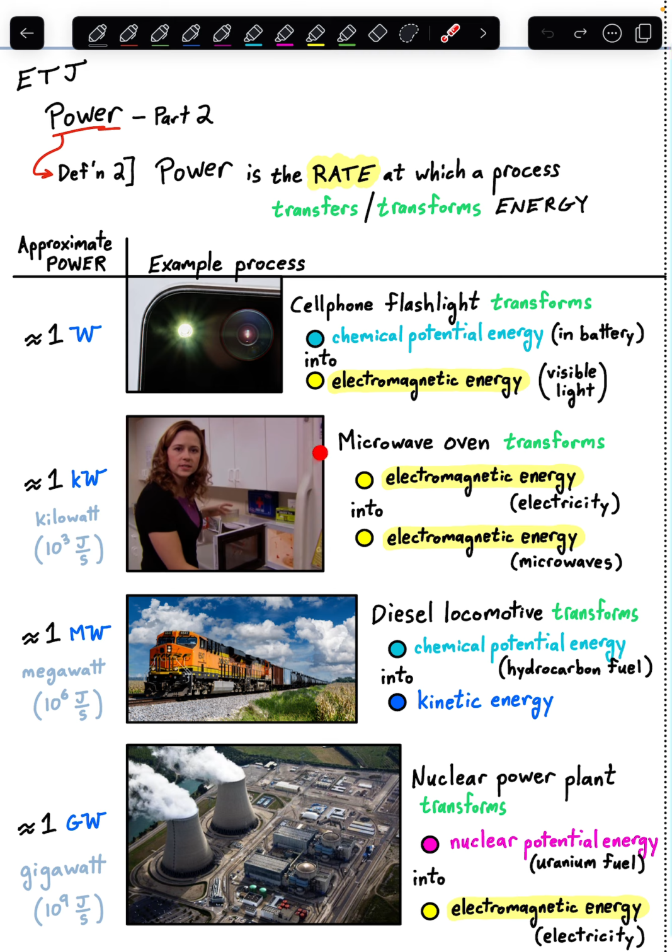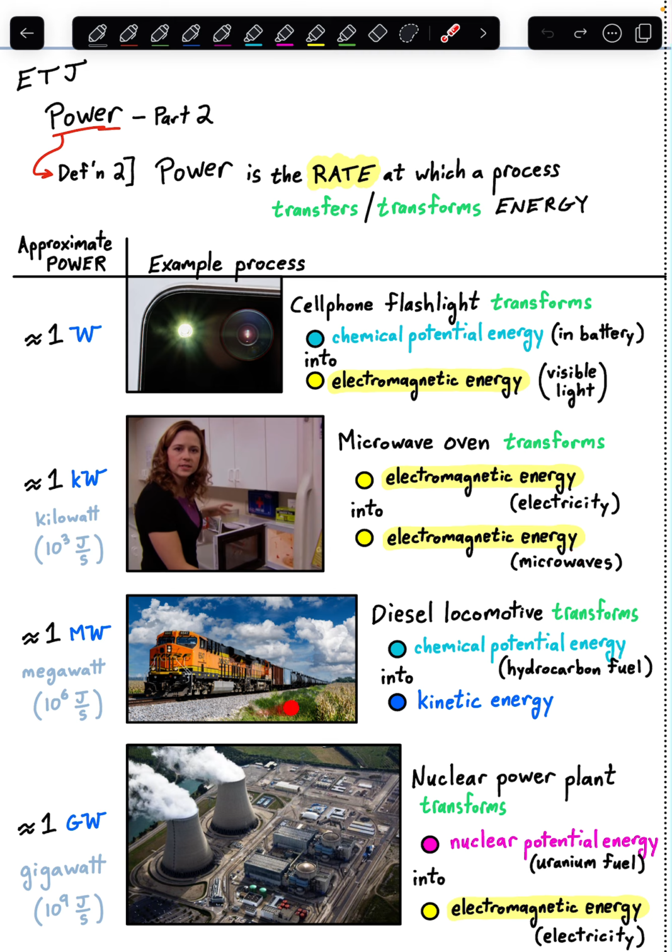A microwave oven is going to start with electromagnetic energy in the form of electricity and convert that into, well, a different kind of electromagnetic energy, microwaves. And it's going to do that at a rate of about 1 kilowatt, about 1,000 joules per second. Every second that your microwave oven is running, 1,000 joules of EM energy in the form of electricity is being converted into 1,000 joules of EM energy in the form of microwaves that are delivered to your food.